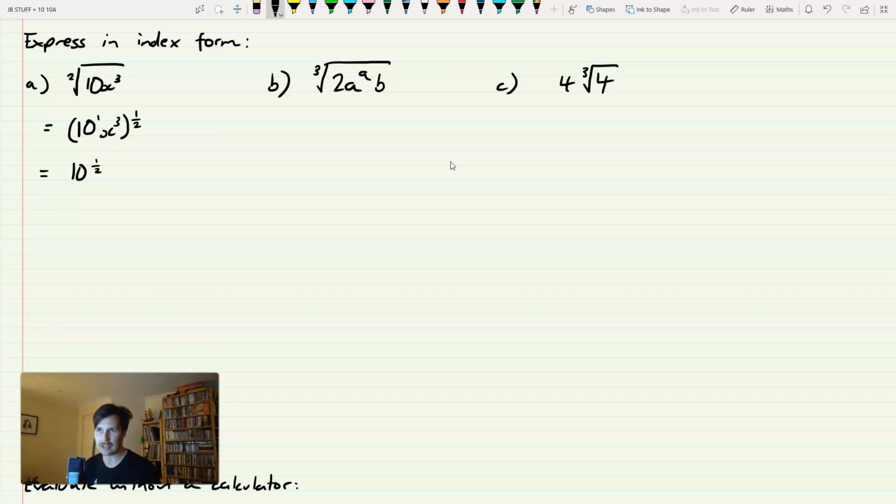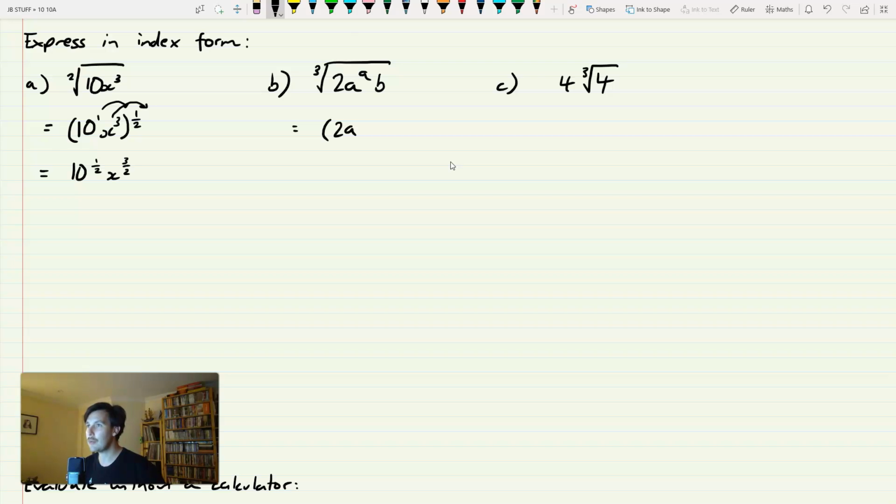So if I rewrite that as 10 to the power a half, because really I've got a 10 to the power 1 here, and 1 multiplied by a half is a half. Similarly, 3 multiplied by a half is going to give me 3 over 2. So then x to the power 3 over 2 is going to give me my answer just here. I'm going through these a bit more quickly because we covered these in previous videos. This is more of a nice, fun conclusion.